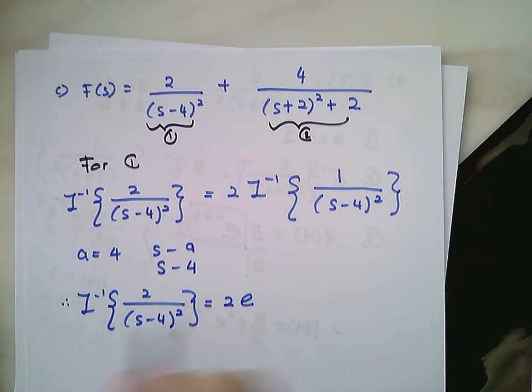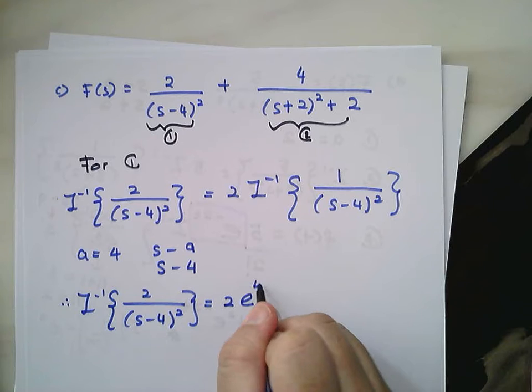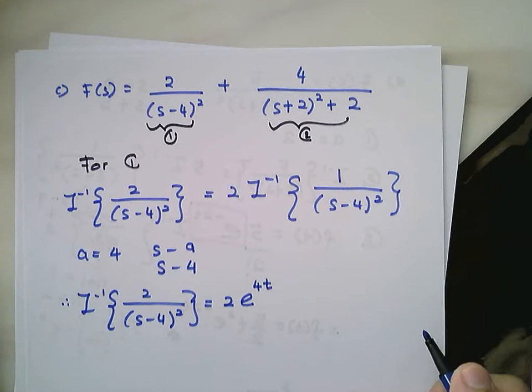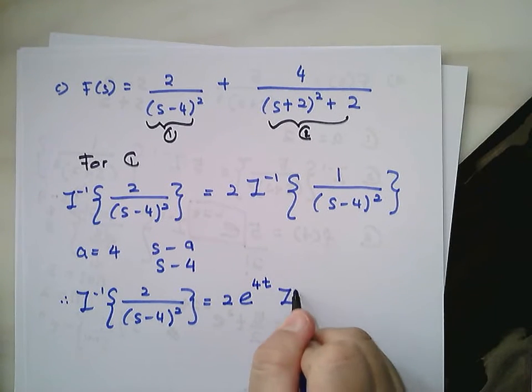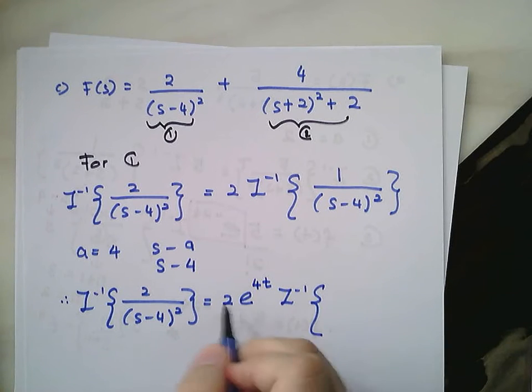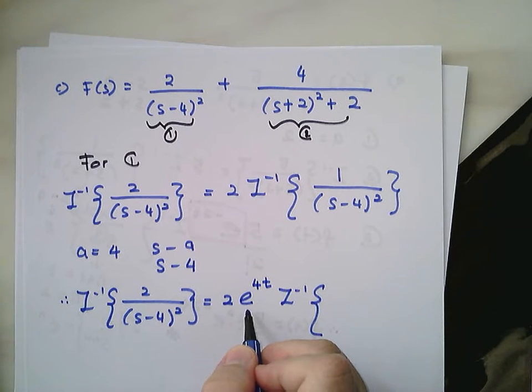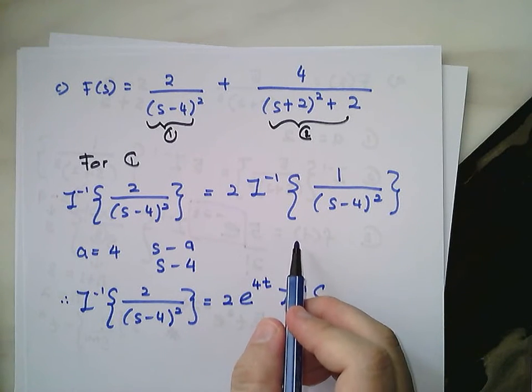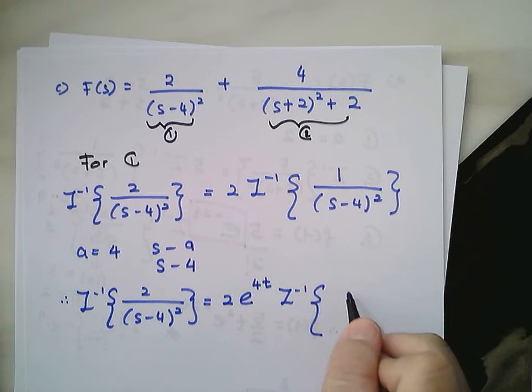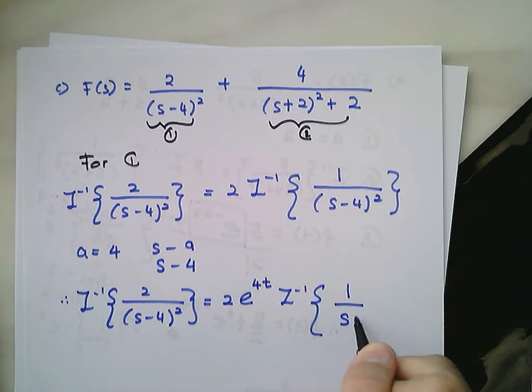So what is your a? Your a is equal to 4. So 2 exponent 4t, inverse of, so remember, when you already have the exponential term, s minus a will be replaced by s. So you will have 1 over s squared.